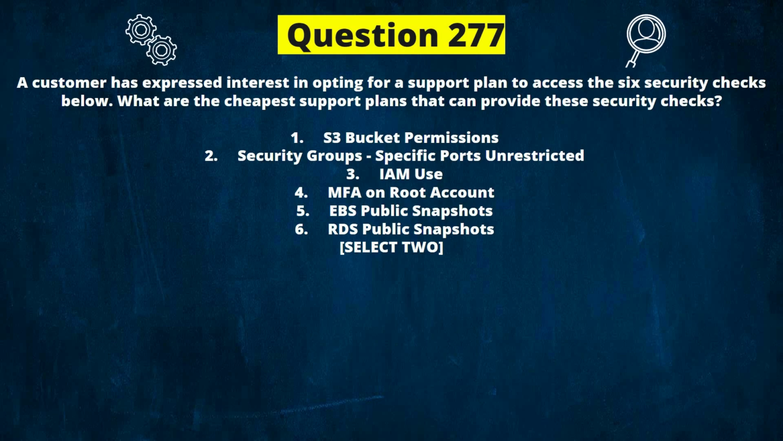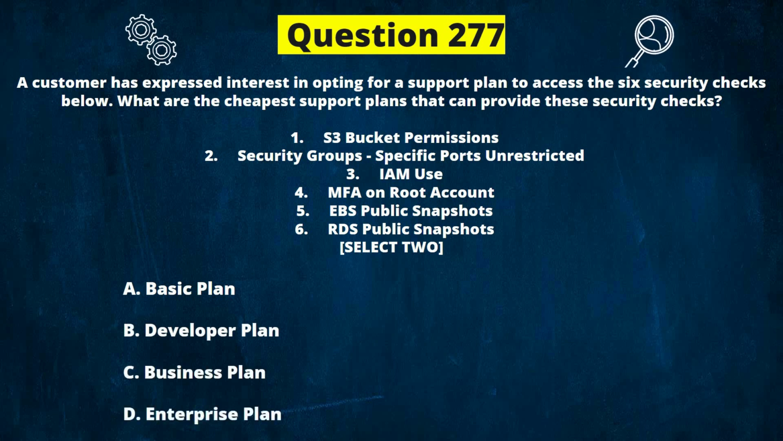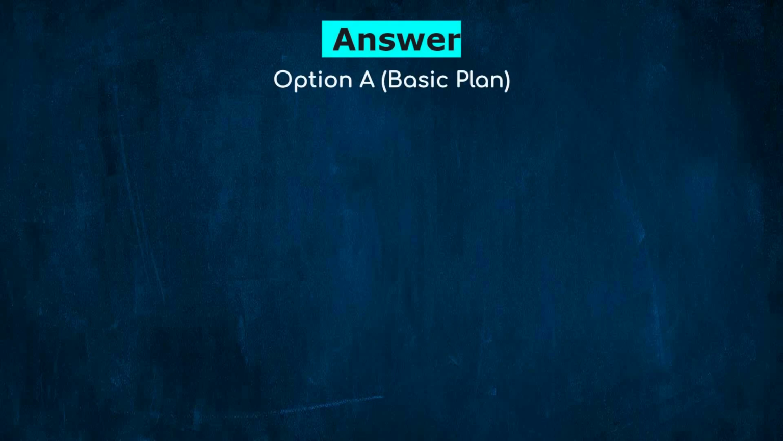Next question. A customer has expressed interest in opting for a support plan to access the 6 security checks below. What are the cheapest support plans that can provide these security checks? Number 1, S3 bucket permissions. Number 2, security groups, specific ports unrestricted. 3, IAM users. Number 4, MFA on root account. Number 5, EBS public snapshots. Number 6, RDS public snapshots. Select 2 options. A, basic plan. B, developer plan. C, business plan. D, enterprise plan. And the correct answer is option A, basic plan, and option B, developer plan.